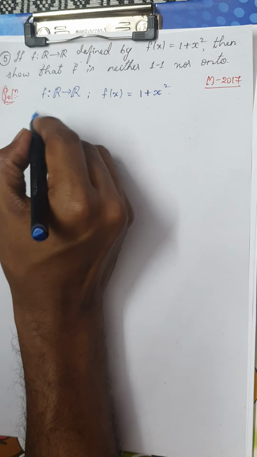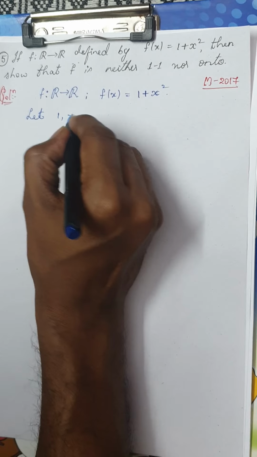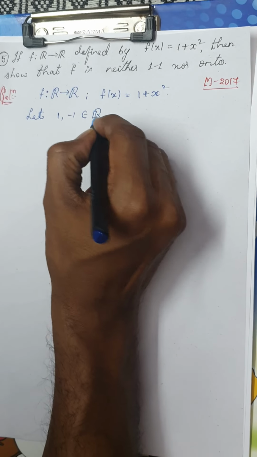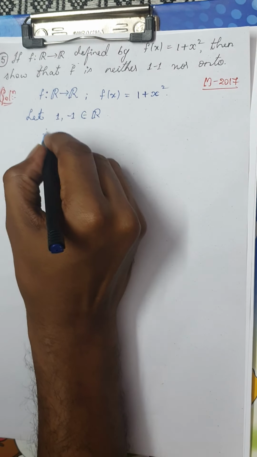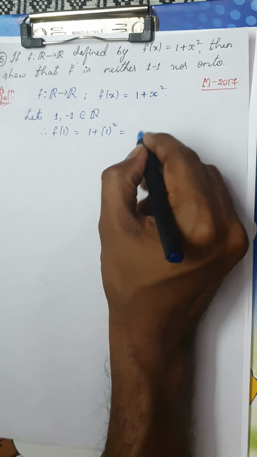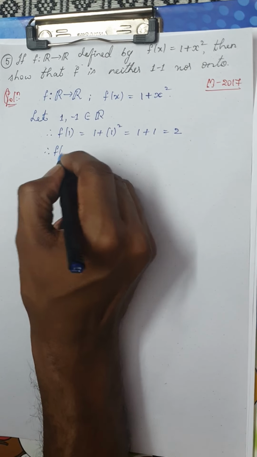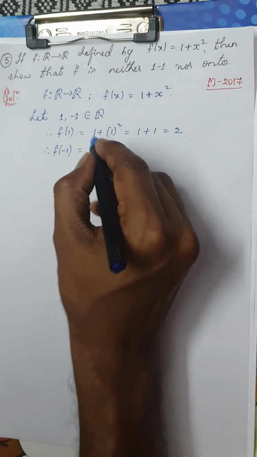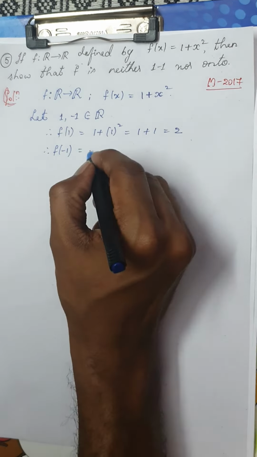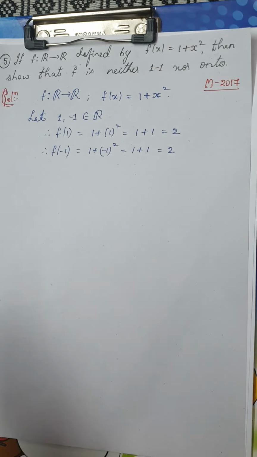f is from R to R defined by f(x) = 1 + x². Now let me say 1, -1 belongs to R. I am taking two elements, 1 and -1. Therefore f(1) is nothing but 1 + 1², that is 1 + 1, which is 2. What is f(-1)? f(-1) is 1 + (-1)². Put -1in place of x. (-1)² becomes +1 again. So 1 + 1 = 2.